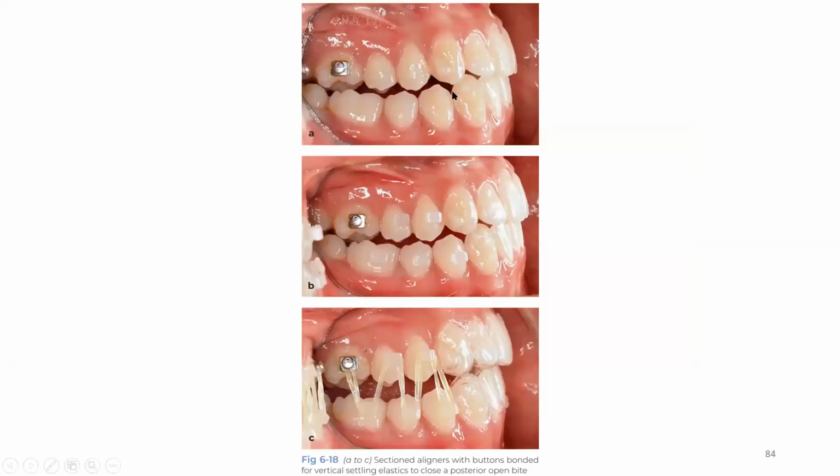Also, in this case, a posterior open bite was created, and what was done is that the aligner was cut distally in both the maxilla and mandible, and settling elastics were used for the correction of the posterior open bite.